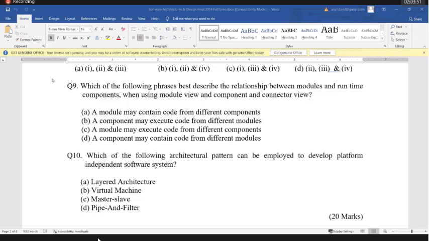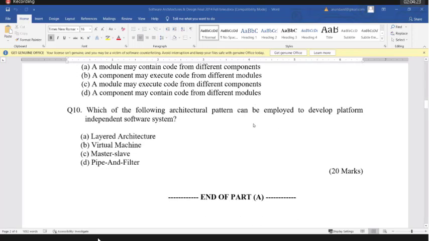That all contains the executable entities. So the component may execute code from different modules. So we can't say C. So the answer is B here.